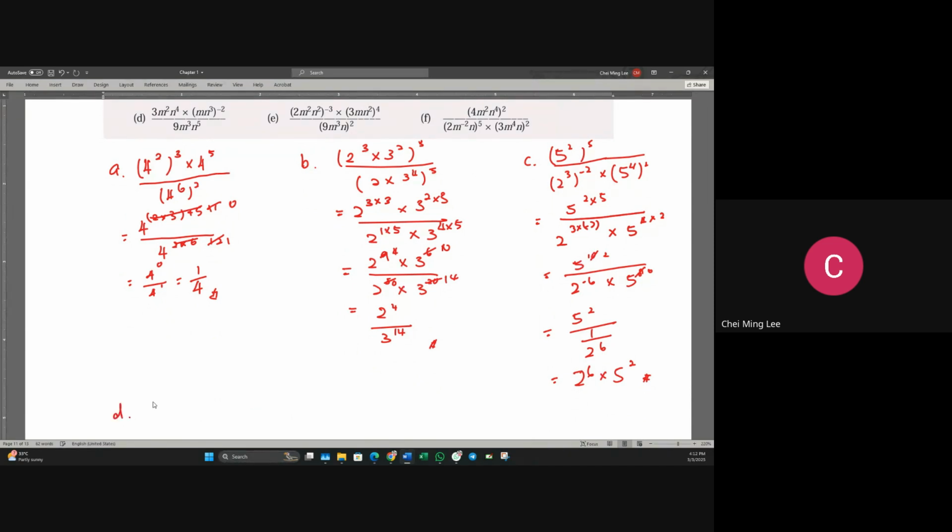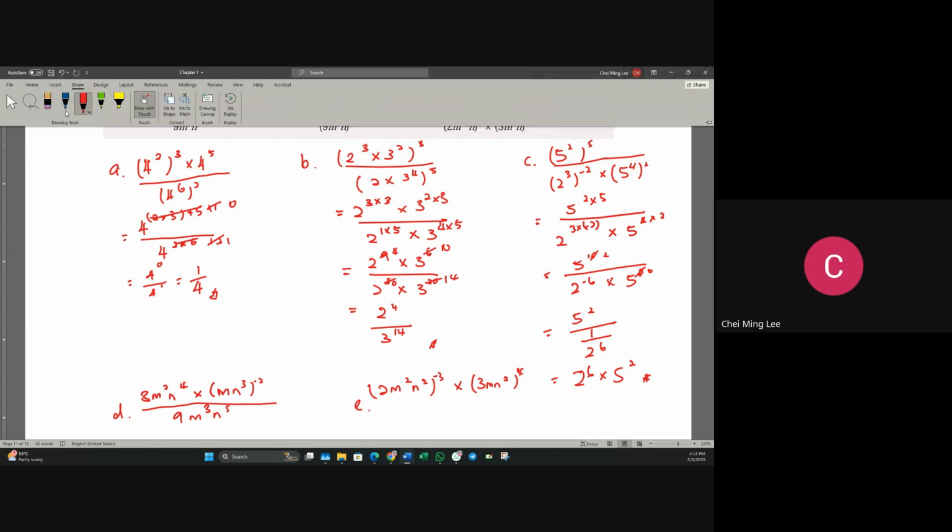For D, it will be 3m squared n to the power of 4 times mn cubed to the power of negative 2, divided by 9m cubed n to the power of 5. E will be 2m squared n squared to the power of negative 3 times 3mn squared to the power of 4. Yeah, this one is 2.